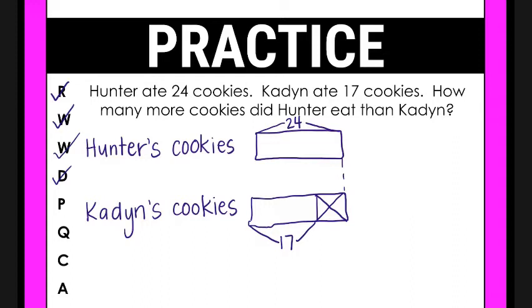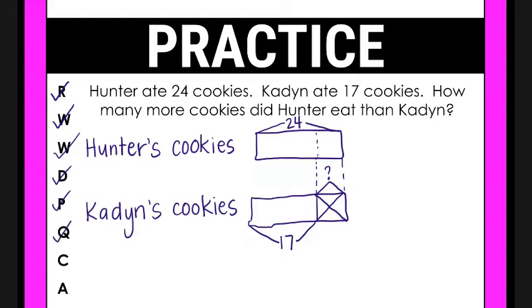Now I'm up to my question mark. The question says, how many more cookies did Hunter eat than Caden? So it's not asking me how many Hunter ate, and it's not asking me how many Caden ate. It's asking me how many more did Hunter eat? So what's the difference between what Hunter ate and what Caden ate? And so I know the difference is this amount right in here, because that's the extra that Hunter ate compared to Caden. So now I have my question mark.